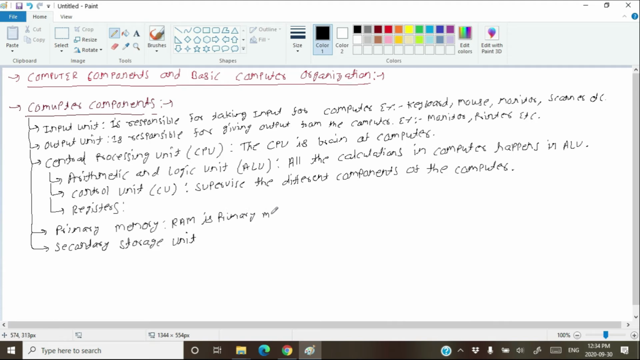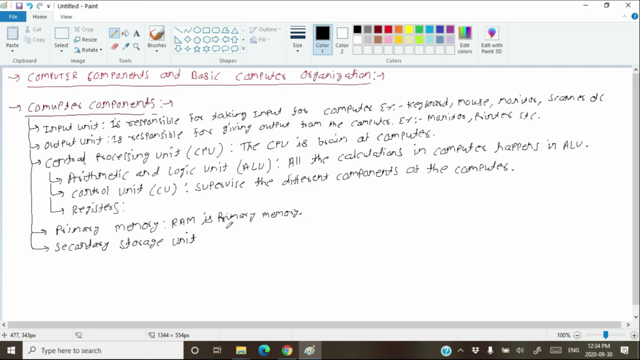RAM is the primary memory. One more primary memory exists in the computer world, that is called ROM. But when you say primary memory, then most of the time you mean RAM. So RAM is the primary memory. What is the functionality of RAM?